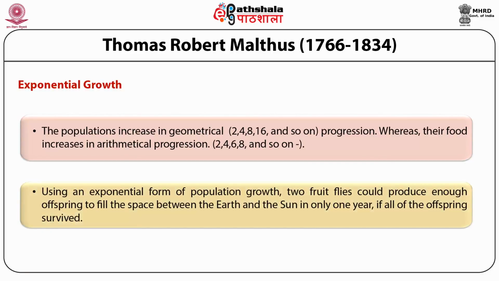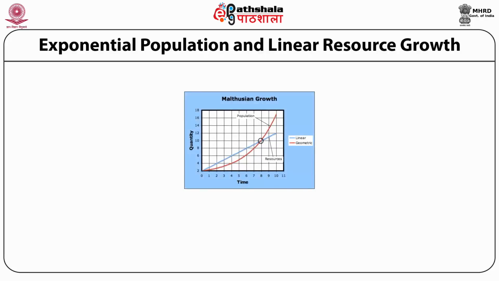Using an exponential form of population growth, 2 fruit flies could produce enough offspring to fill the space between the earth and the sun in only 1 year, if all the offspring survived their whole lifespan. As you can see in this curve, as proposed by Malthus, there is a linear growth of the food and the geometric growth of the population. The population growth is J-shaped, whereas there is a straight line for the resource growth.